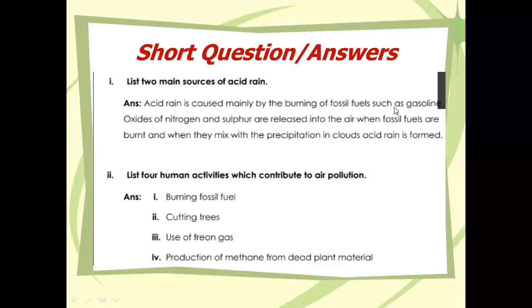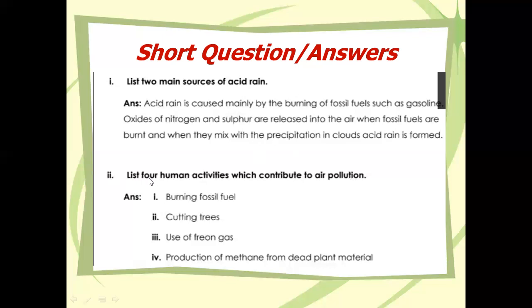In automobiles, gasoline is present. Petrol is also called gasoline. Other fossil fuels may be coal and natural gas. Burning of these fossil fuels produces oxides of nitrogen and sulfur, and these gases are released into the air when the fuels are burnt. When they mix with the precipitation in clouds, they react with the water present there, and acid rain is formed.